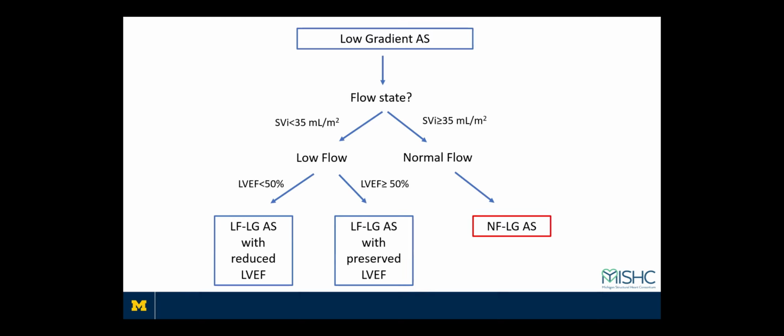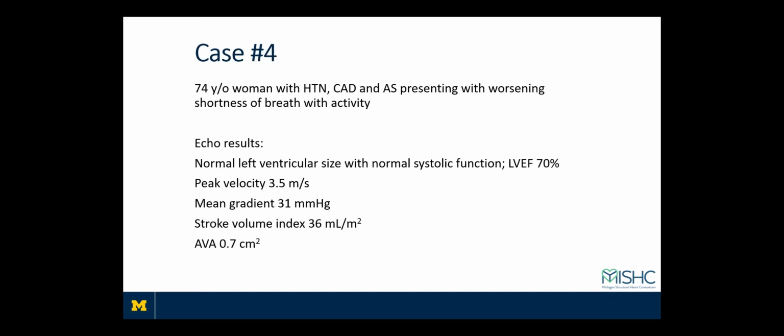Okay, so the last remaining condition that we haven't talked about yet is normal flow, low gradient aortic stenosis. So this will be case number 4, which is a 74-year-old woman with hypertension, CAD, and AS who is also presenting with worsening shortness of breath. Her echo shows that she has a normal LV size and systolic function with an EF of 70%, a peak velocity of 3.5 meters per second, mean gradient 31, and a normal stroke volume index of 36 mL per meter squared. Her aortic valve area is 0.7 centimeters squared.